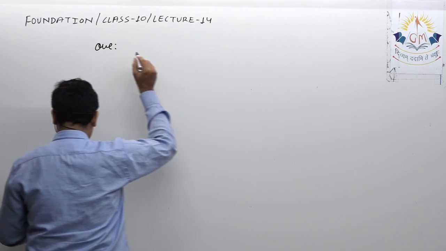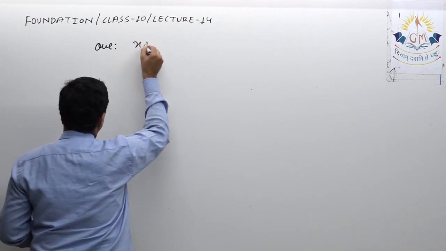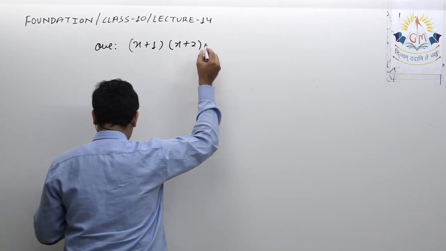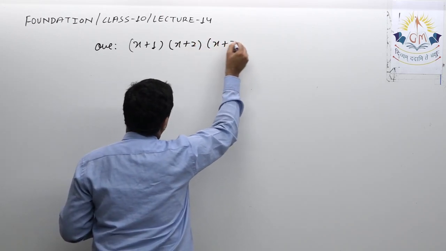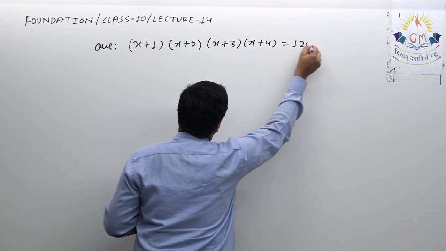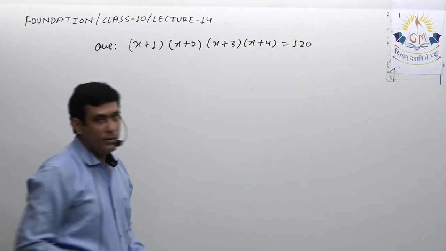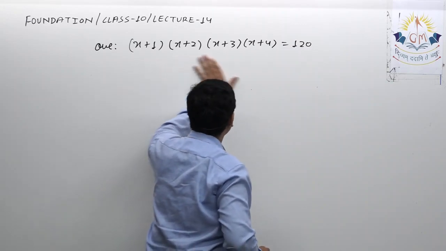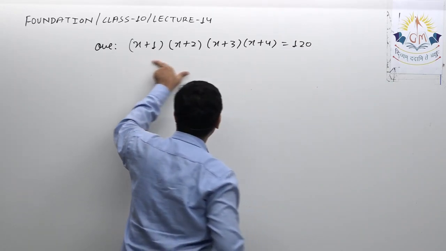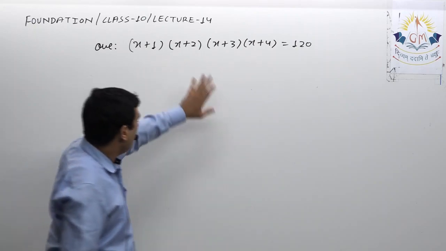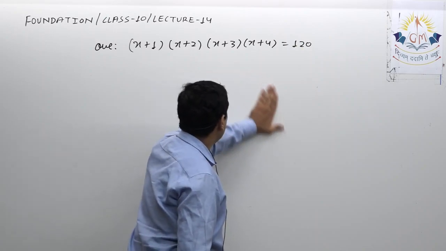So the question is (x plus 1)(x plus 2)(x plus 3)(x plus 4) is equal to 120. You have to solve it for x. If you are able to see, this is definitely not a quadratic equation. If you multiply all these, you will get x raised to 4. But definitely we want to multiply these all.